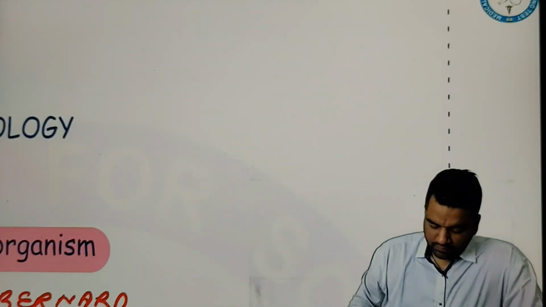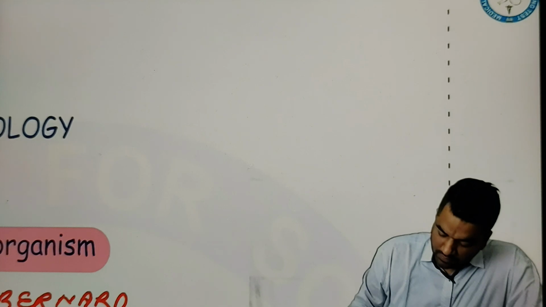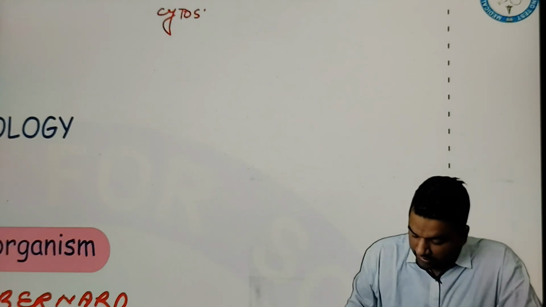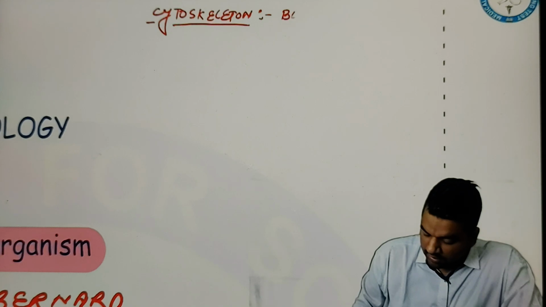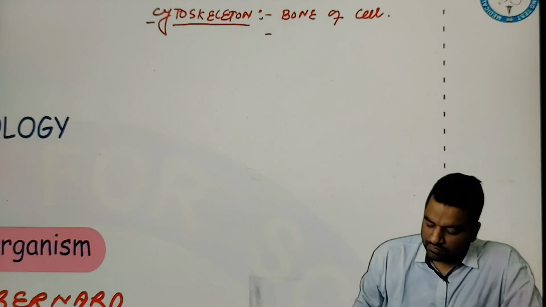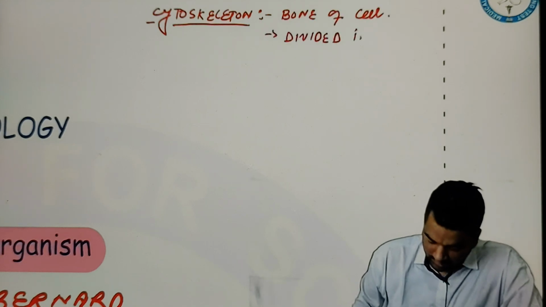So please write it down about the cytoskeleton. Cytoskeleton. This is the bone of the cell, divided into three types.